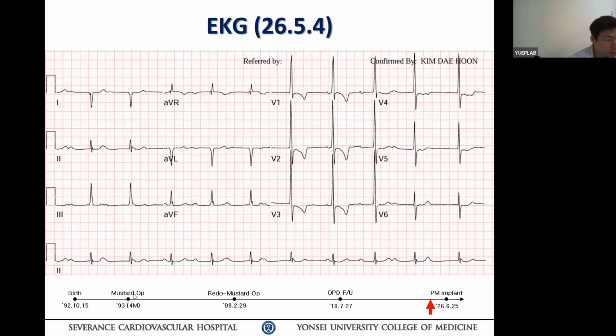Now the intra-atrial conduction delay: the P wave is broad and notched. After pacing, we did Bachmann bundle pacing, and this became a normal P wave duration. I think it is a very, very interesting ECG.